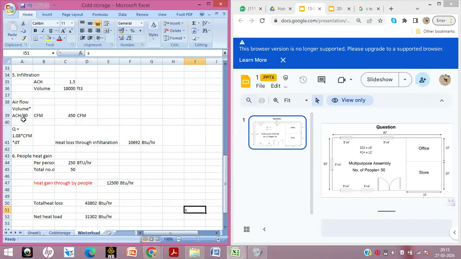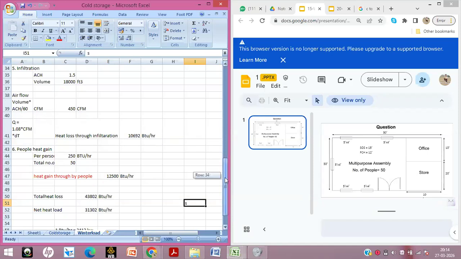But I have calculated in some other places that if you calculate in both the options, the result will be different. What we take is the higher side, either this one or that one. Okay.